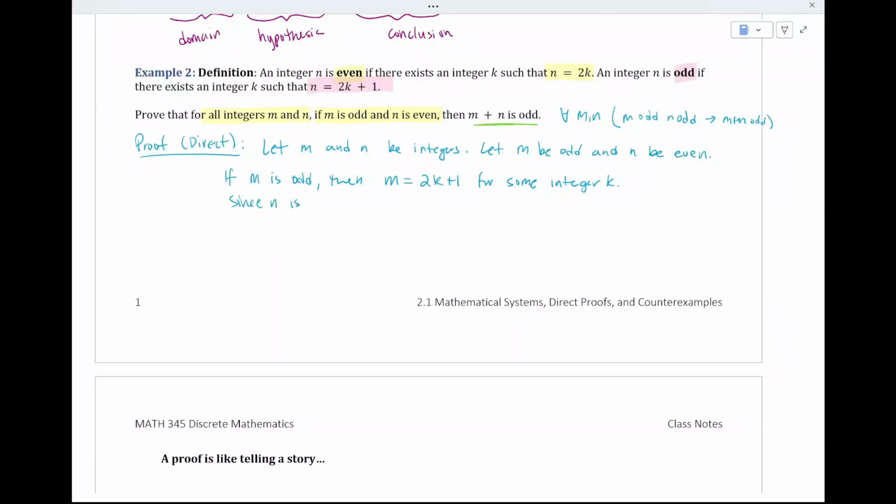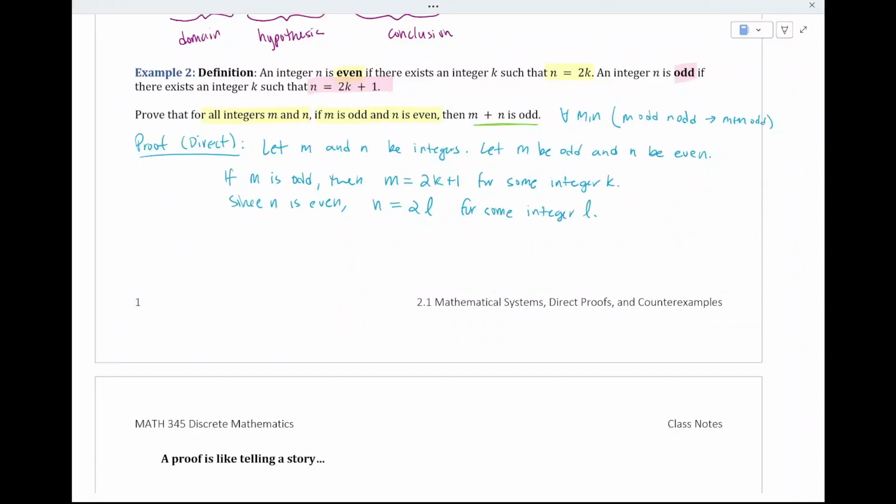Since n is even, n can be 2. I don't want to use the same letter up here because k and l can actually be different things. So I'm going to say l. n is equal to 2l for some integer l, or I could say l in z, which are the integers. Usually I like to pick a style and use that style for the whole proof, so maybe I will do that this time, but those are both options that you could do.